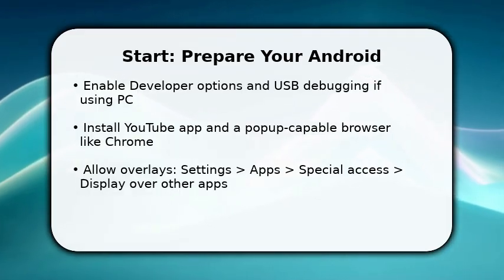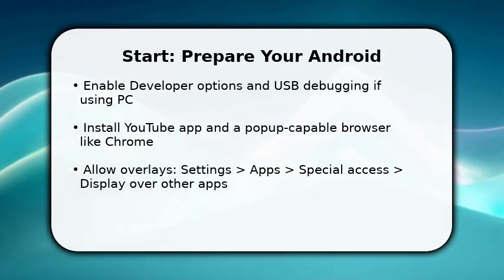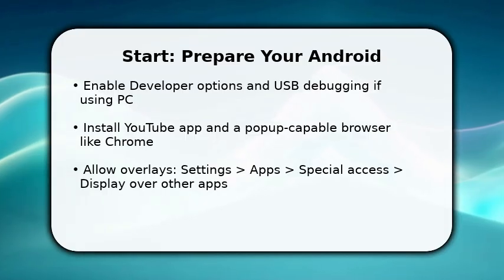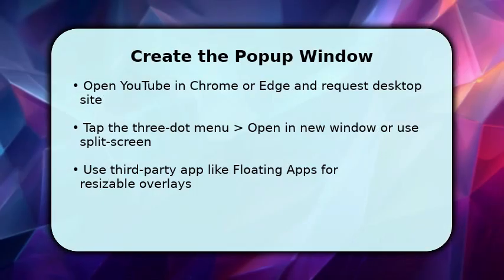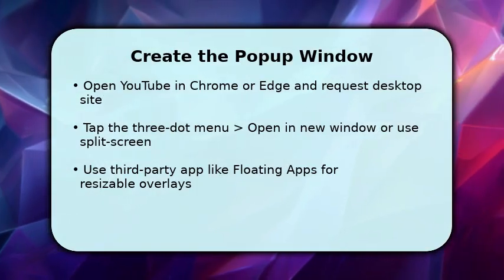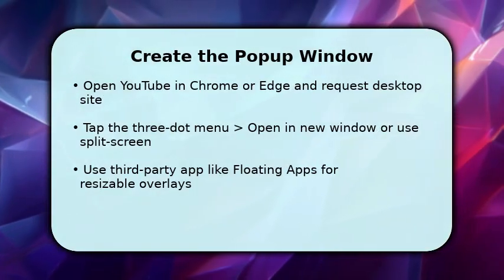Once done, open YouTube in the browser, not the app, so the browser can request a pop-up. You're now ready to move to the exact steps that turn the tab into a floating window. Now open YouTube in Chrome and choose Request Desktop Site. This often reveals a mini-player or more flexible controls.